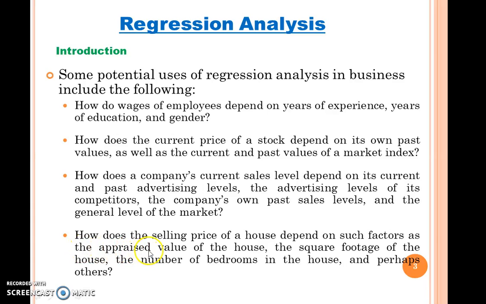And another one: how does the selling price of the house, here the selling price is one variable, depend on such factors as the appraised value? Here another variable is the appraised value of the house. The square footage of the house is another variable. The number of bedrooms in the house is another variable, and perhaps others. So based on all these features, the selling price will be fixed.